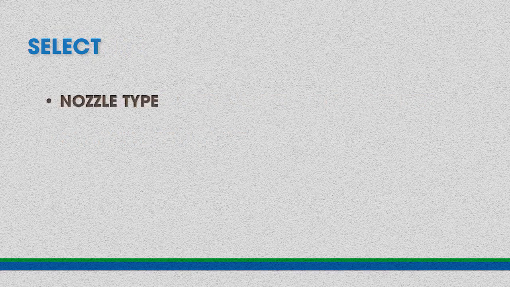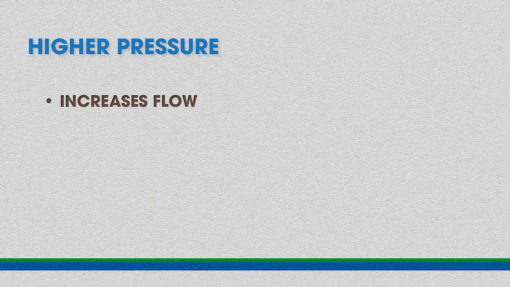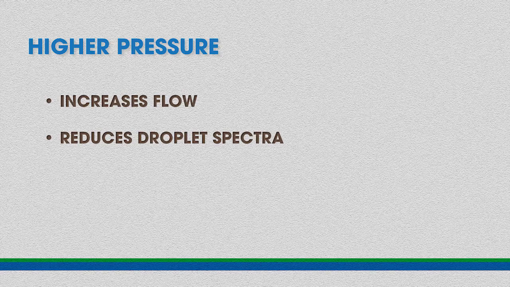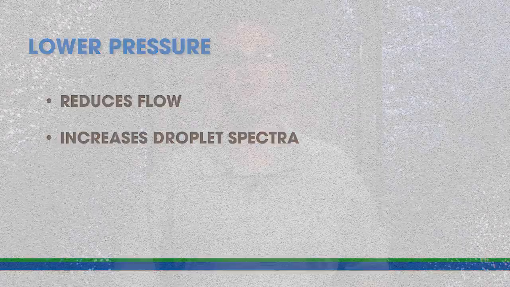You'll then select the nozzle type, orifice size, and pressure combination that gives you both the right flow rate and the right droplet size. For any given nozzle type and orifice size, higher pressure increases flow but reduces droplet spectra, whereas lower pressure reduces flow rate but increases droplet size. So it's that combination of nozzle type, orifice size, and pressure that determines the flow rate out of the nozzle, which you'll use to achieve the right spray application rate, as well as the droplet spectra needed for the application.